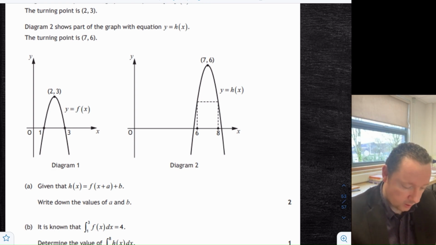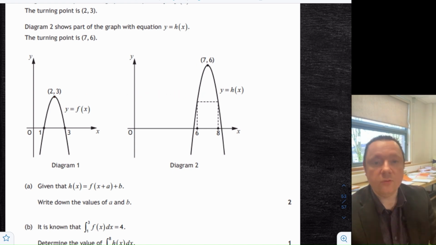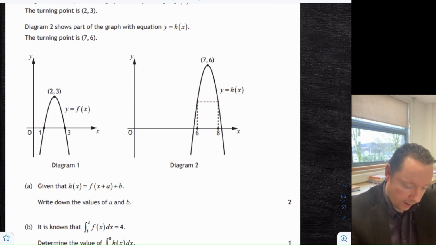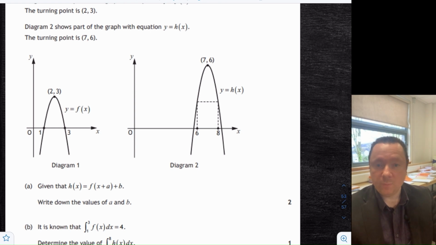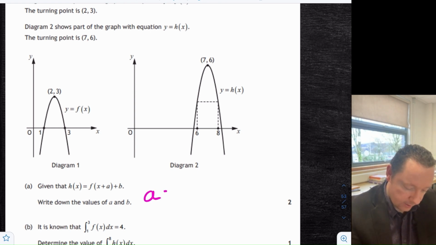So let's have a look to see what's happened. If we look at this point 3, well, let's just look at the turning point. 2, 3, it's clearly moved along to become 7. 2's become 7, it's moved to the right by 5. So if it's moved to the right, then A must be negative. So A is negative 5 because it's moved to the right by 5.